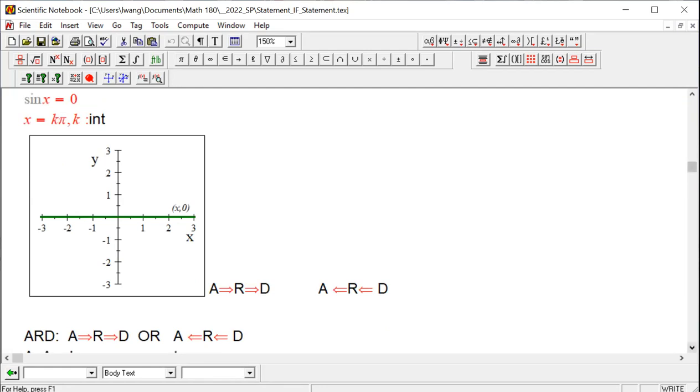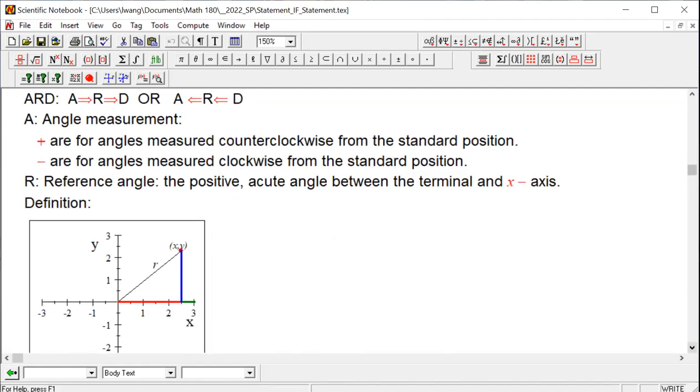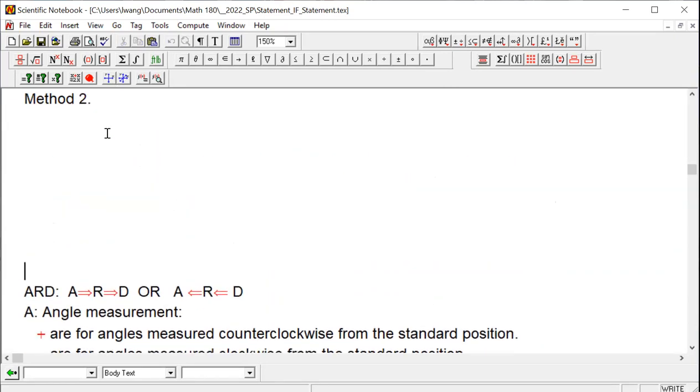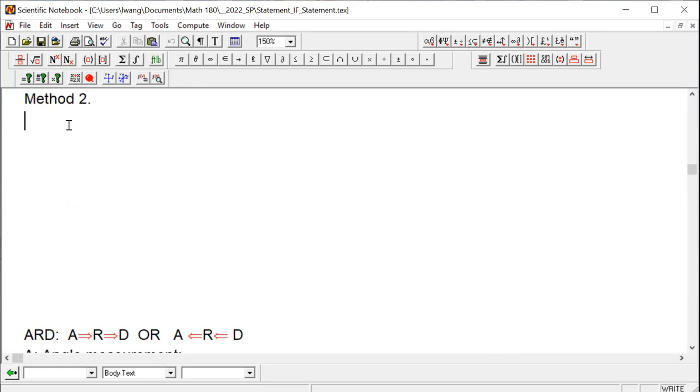What if we don't use this definition? We look at the second method. Remember we talk about multiple methods, right?